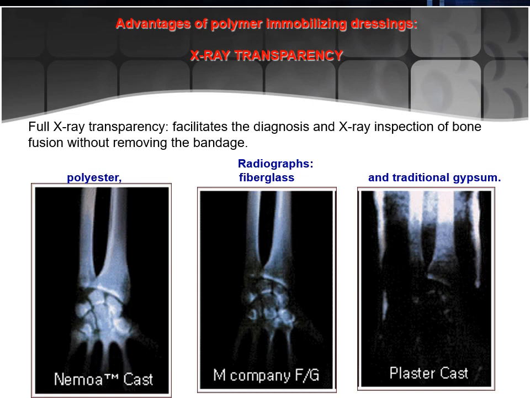The quality is not the most pleasant in terms of viewing the fracture zone. In the middle it is fiberglass. These are, say, polymer materials of the last generation. And on the left side, these are modern polymer curing immobilizing materials, that is, polyester. Note how different the X-ray transparency is in this case.